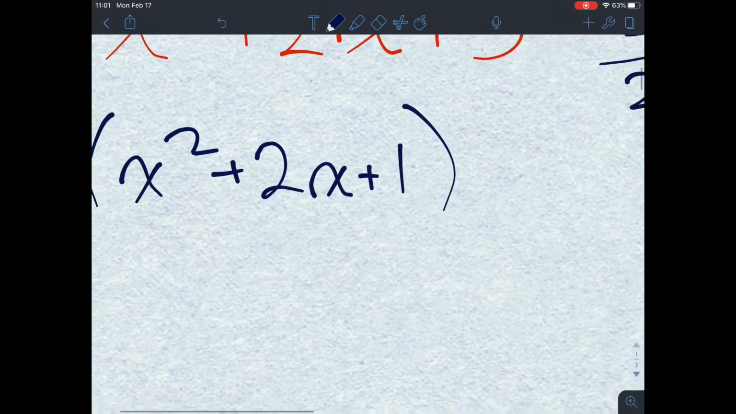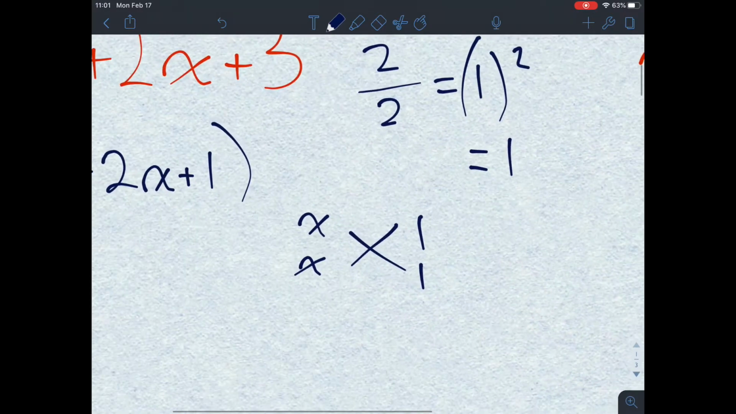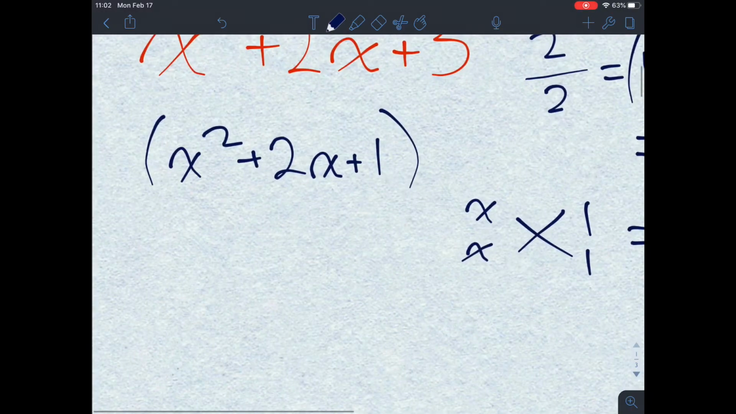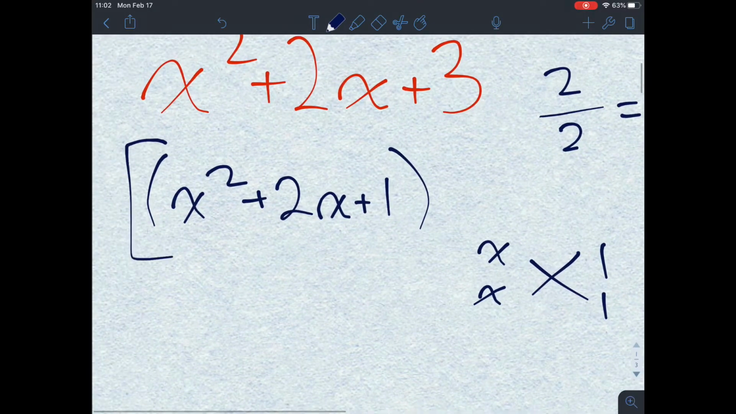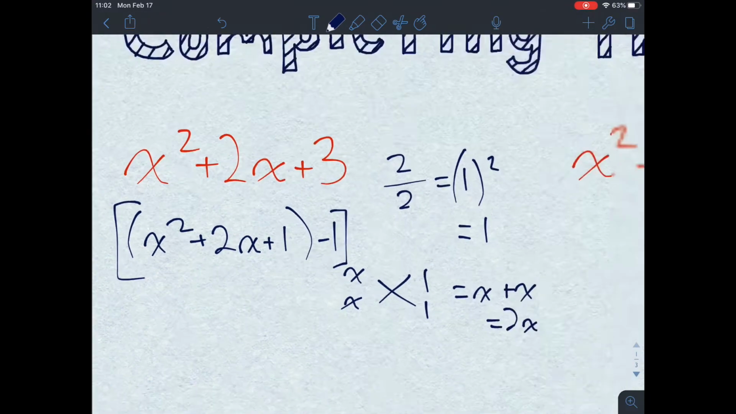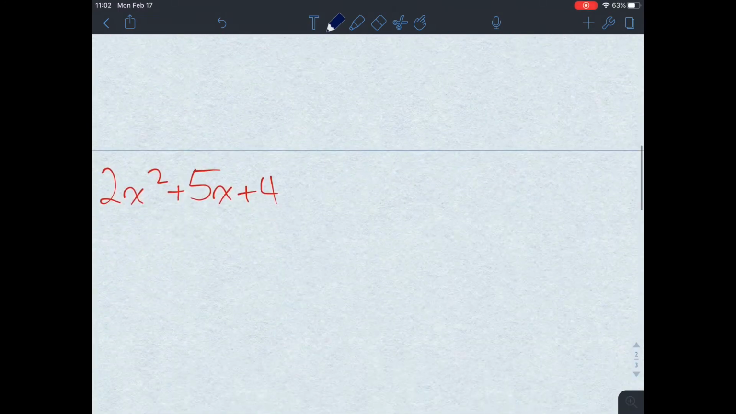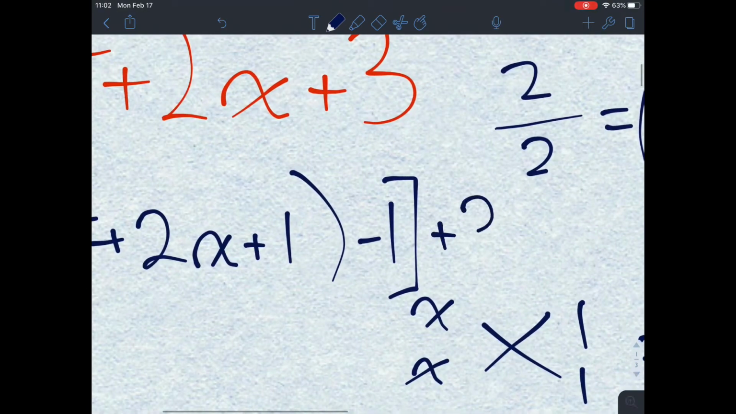And the reason is, when you do x, 1, x, 1, and cross multiply, you get x plus x, which is equal to 2x. So we get x squared plus 2x plus 1. But after we get that, we can't just take a 1 out of thin air. So once you get that 1, you have to subtract it. I'll put this in brackets. You don't really need the brackets in this problem, but once you get into these other ones, you actually need them. And then after the brackets, you add the plus 3.